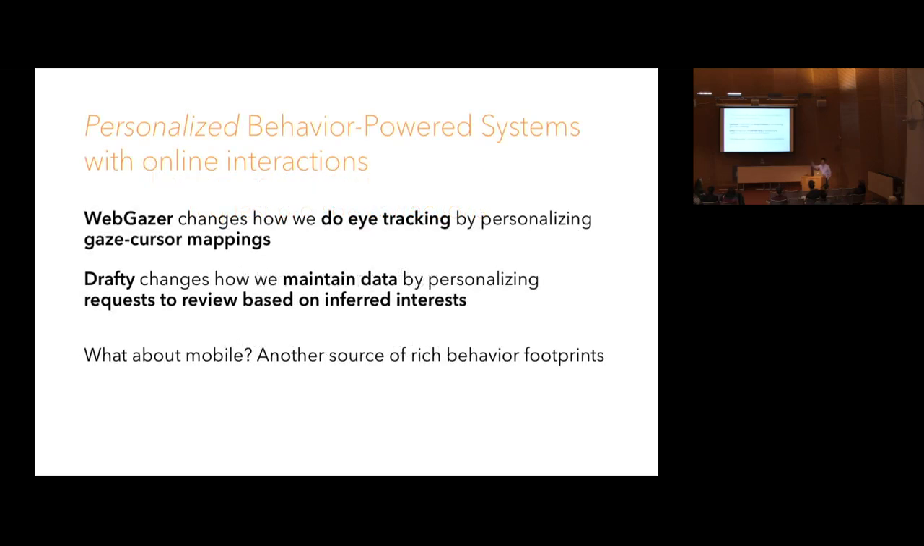Okay, so I've talked a little bit about online interactions and different projects that can do eye tracking or maintain data using very subtle clues from people's online interactions. And I want to switch a little bit to what about other sources of behavior data? So one is mobile. This is another data source of really rich information that you can get about people.